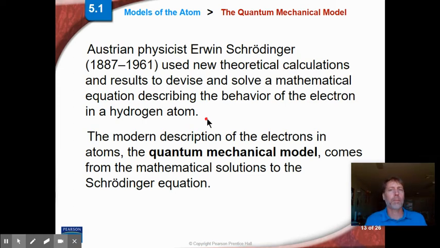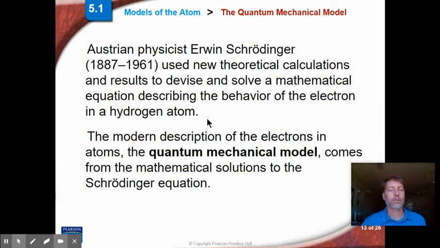And this was brought about by Erwin Schrodinger. He used theoretical calculations, and the result is a whole series of mathematical equations to describe what is now called the quantum model. And it comes from the solutions called the Schrodinger equation.